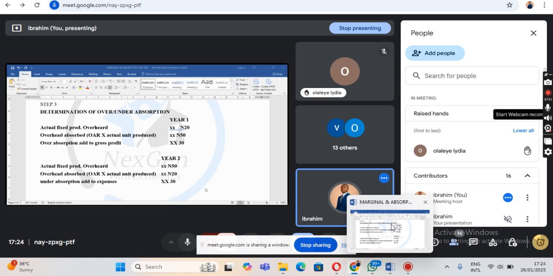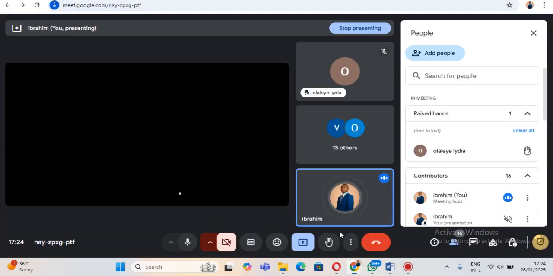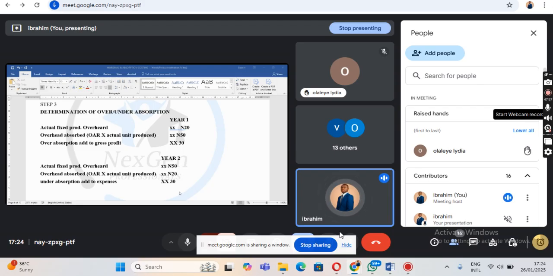Thank you, Lydia, for that beautiful explanation. And it is what it is, right? Now, your overhead absorbed is 20 naira, which is like your budgeted. Then your actual is 50. The difference between the 50 and 20 means that you have used above what we say you should use. With that, you treat it as an expense. It becomes your expense, and that is your under absorption. Treat it as your expenses.